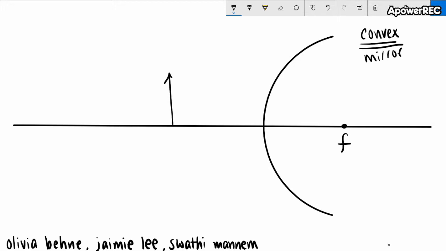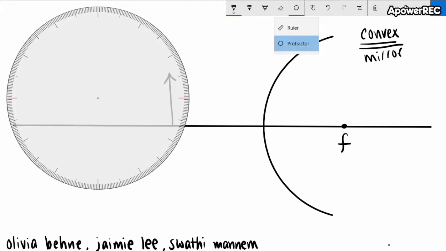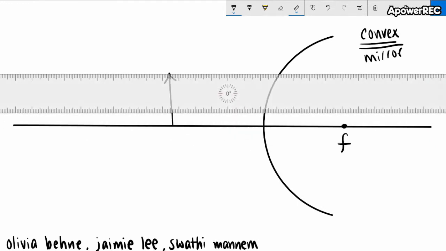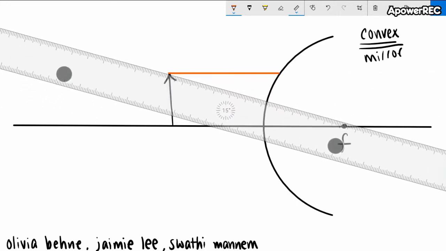To make a ray diagram, first you draw your object, in this case an arrow, on the left of the mirror, so it is on the same side as you are. Next, you pick a point, in this case the top of the arrow, and draw a line that is parallel to the ground from that point to the mirror. After that, you use a ruler to connect the point you chose to the focus, and then draw that line from the point to the mirror.